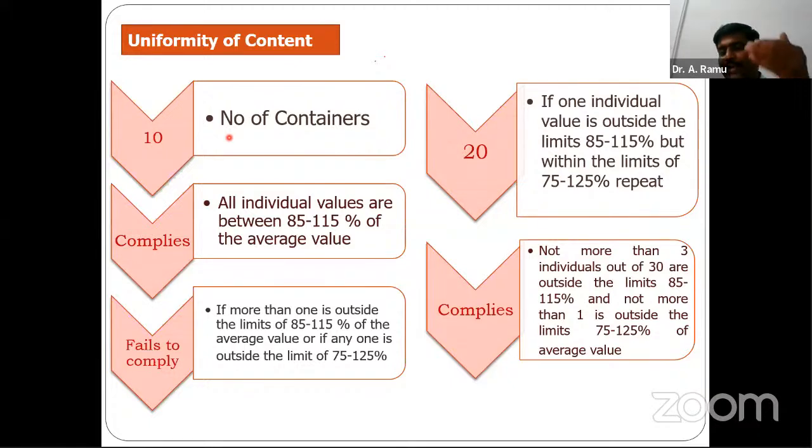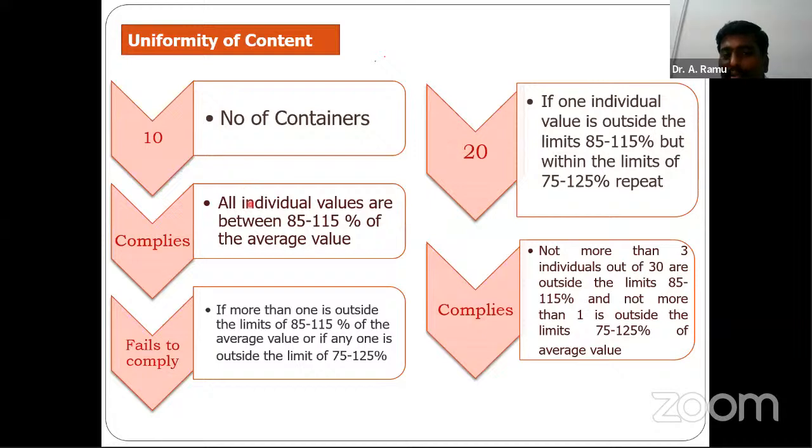So the amount that is obtained divided by label claim into 100 gives percentage. Suppose in the label claim each vial contains 500 mg of amoxicillin, the label claim becomes 500. You analyze and 400 is obtained, so 400 divided by 500 into 100 gives percentage. The same procedure you have to repeat for the remaining 9 containers. So after repeating for 9 containers, totally you will be getting the percentage values of all 10 containers.